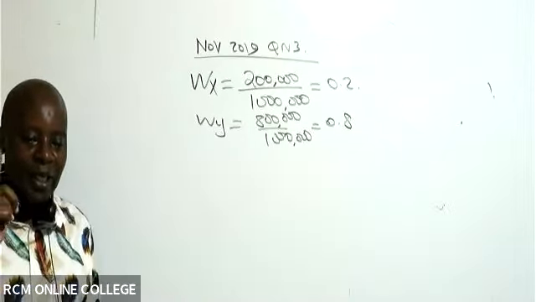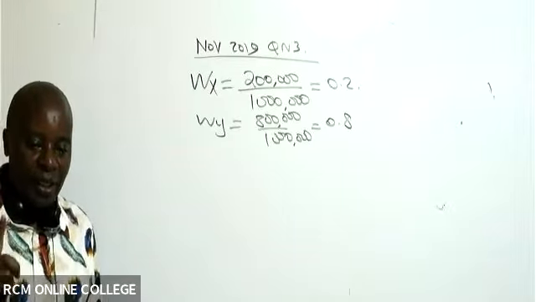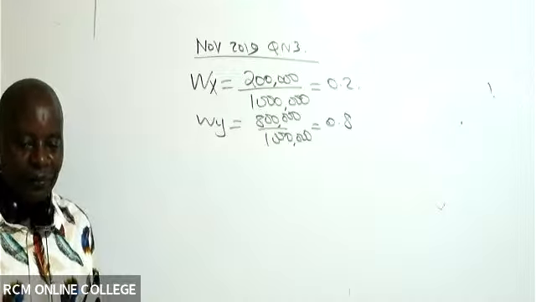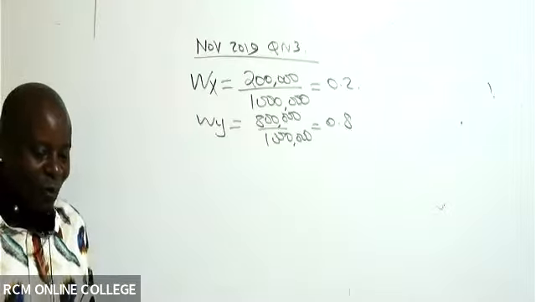Because you see, he had $1 million, and out of this $1 million, 200,000 went to X, 800,000 went to Y. Are we together? How I've gotten those weights? Weights are basically the proportions, right?